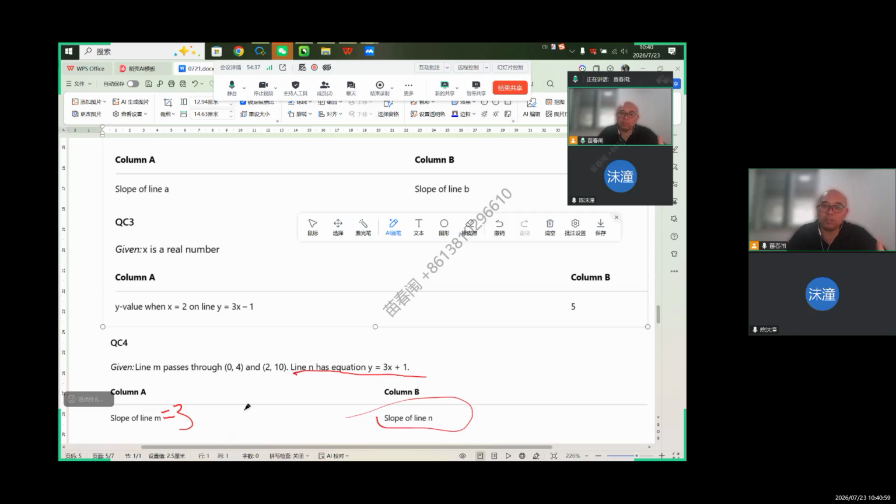So anyway, what's the slope for line N? They tell you this is the equation. I don't really know, maybe it drew something like that. What's the slope? It's in the y equals mx plus b form, right? What's the slope for line N? Wait, you don't know? Oh, please do know.